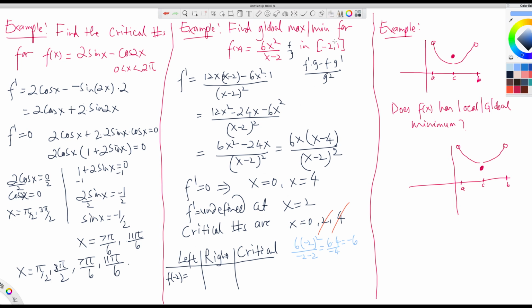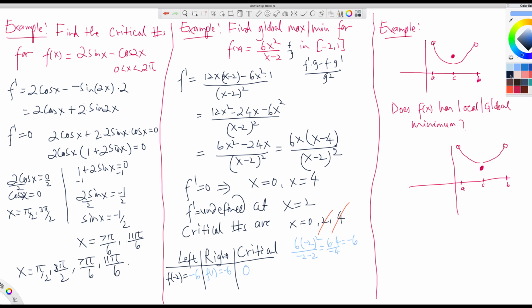Similarly, at the right endpoint, meaning 1, if you plug in 1 there, what do you get? 6 times 1 squared is just 6, over 1 minus 2, which is negative 1. So -6 again. At 1 also you'll get -6. Let me write that down. F at 1 is also -6. And the critical point is 0 only, right? So plug in 0 there. 6 times 0 squared is 0, and then over 0 minus 2. So 0 over -2 is 0.